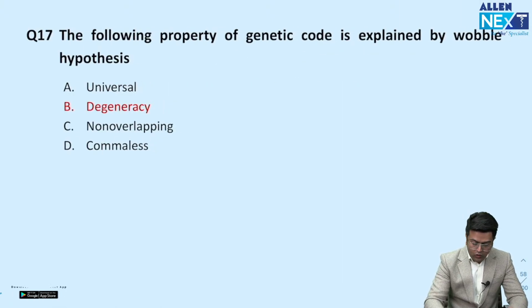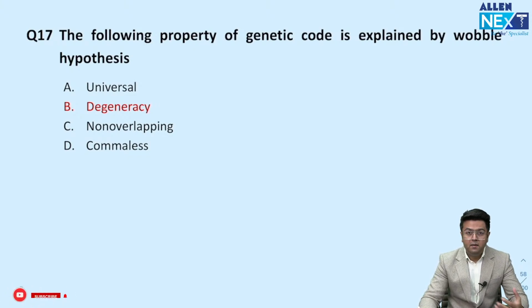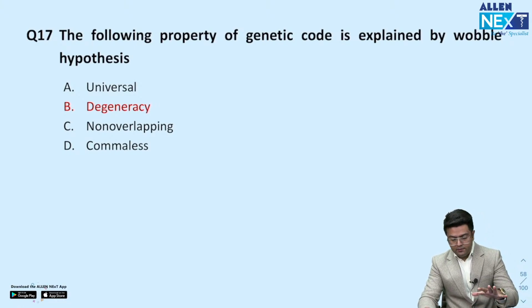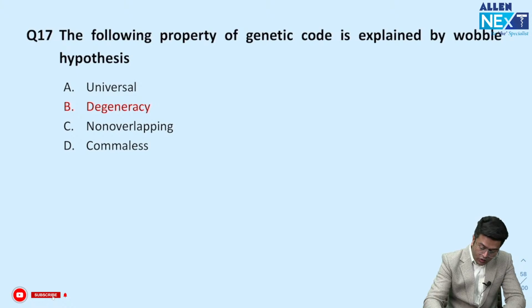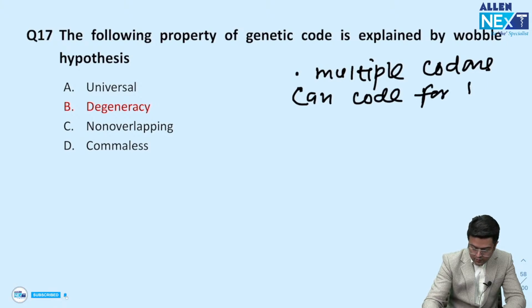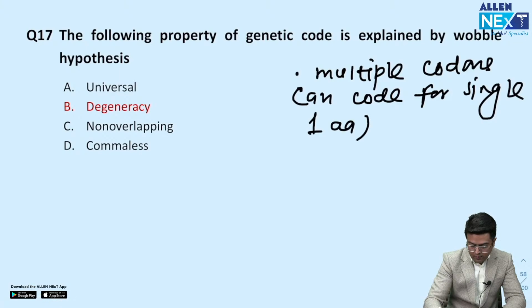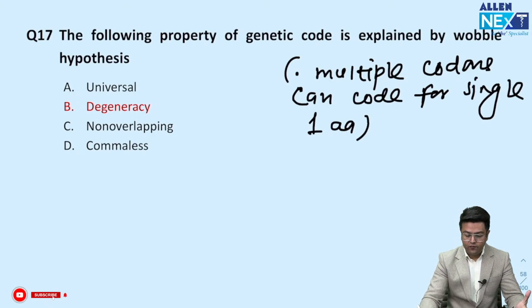I told you already about eukaryotic RNA polymerase, right? Which property of the genetic code is explained by the wobble hypothesis? So guys, wobble hypothesis means imprecise pairing. Wobble means what? Imprecise pairing. And that one amino acid can be coded by multiple codons. So what does the wobble hypothesis mean? That multiple codons code for a single amino acid. That is called the wobble hypothesis.